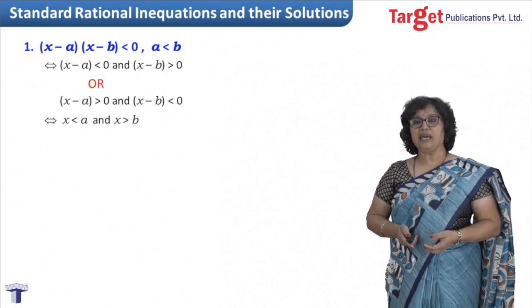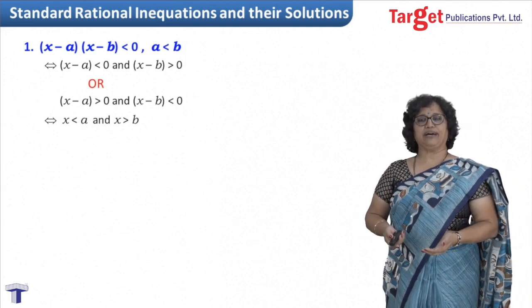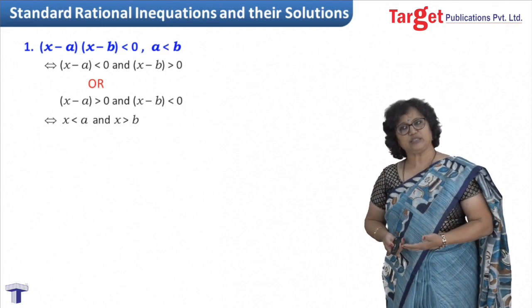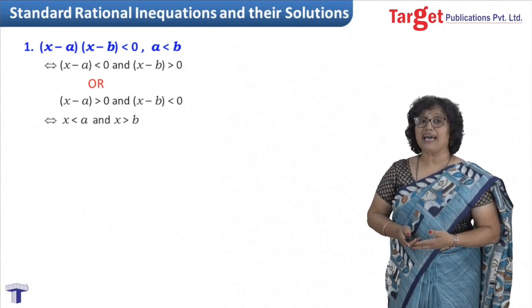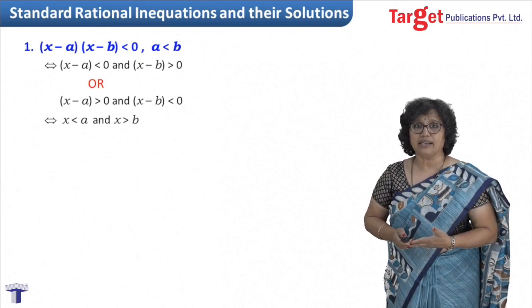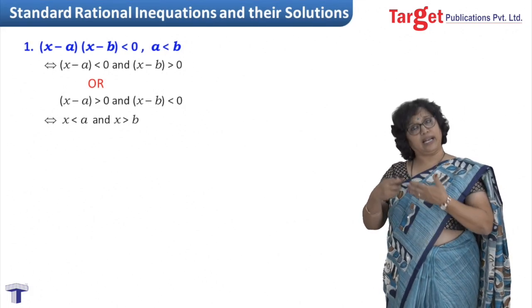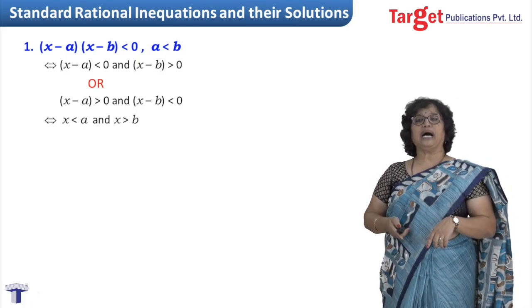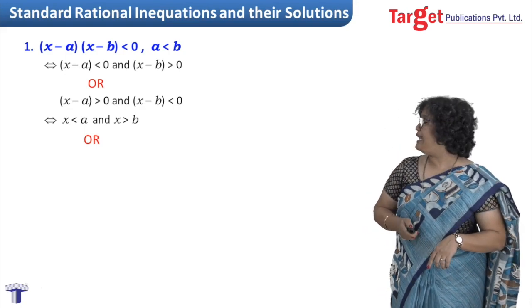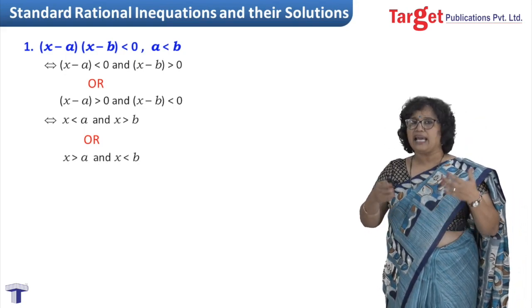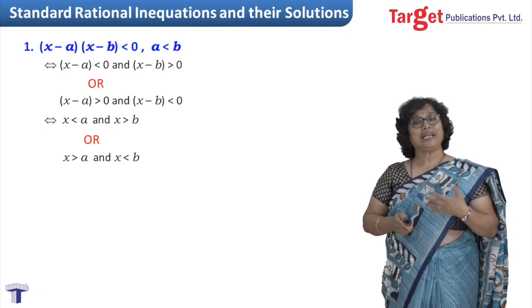Now, if I simplify it further, I get x less than a and x greater than b. Mind you, please, both the conditions, x minus a less than 0 and the other one greater than 0, should happen simultaneously. The other option is x greater than a and less than b. Now if I just say x less than a, x greater than b, perhaps you may not understand.